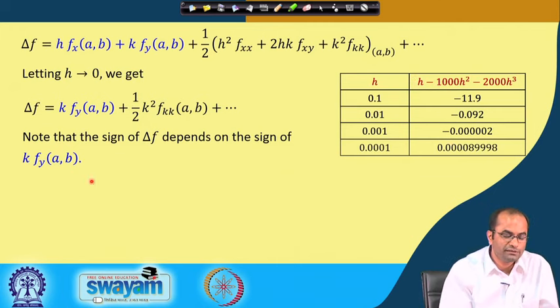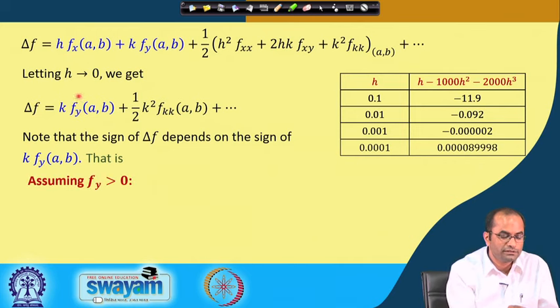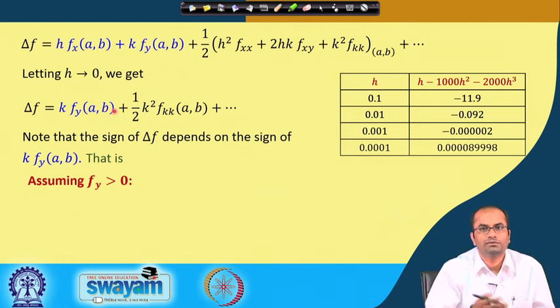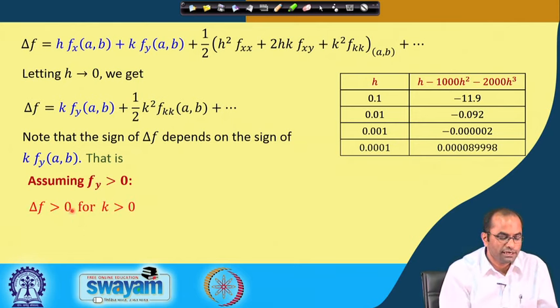The same argument we are making here is that there will be a sufficiently small k for which the sign of this expression will be determined by the first term, which is k f_y(a, b). If we assume this f_y(a, b) is positive, because it is a partial derivative with respect to y at (a, b), it must have some determined sign. If it is positive, then delta f will be positive for k positive, and delta f will be negative when we have k negative.